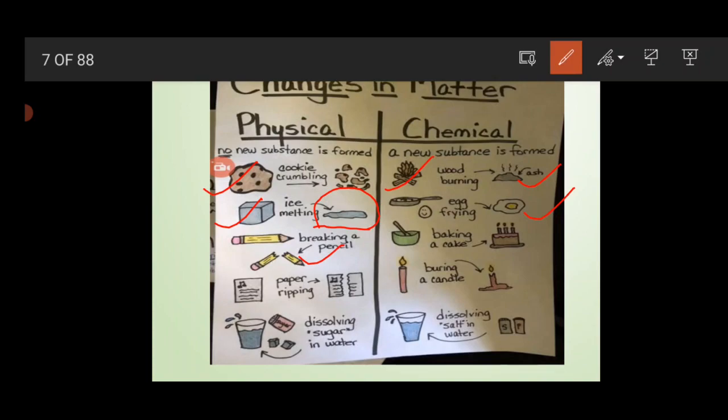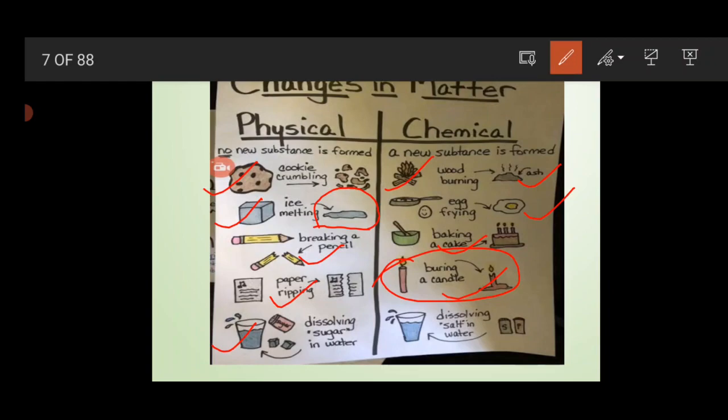Similarly, in physical change, breaking of pencil, and here in chemical change, baking of cake. Again in physical change, paper ripping, and in chemical change, burning of candle. See here, the burning of candle shows both the changes, physical change also and chemical change also. Now the next example is dissolving of sugar in water. When we evaporate the water, we are able to get back the sugar. So it comes in the category of physical change.